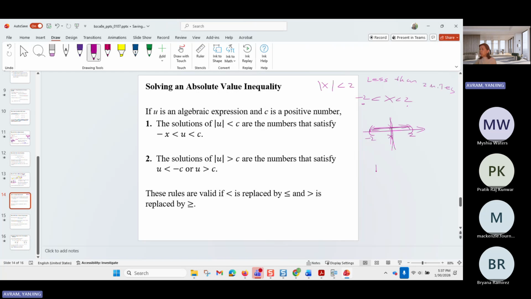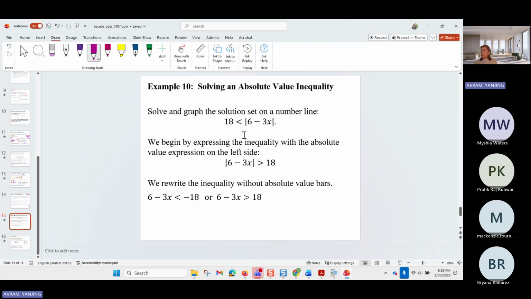But if you have an absolute value of x greater than 2, how do you graph that? You live more than 2 miles away from the campus. So this is 0, this is negative 2, this is 2. More than 2 miles away will be from here to the right or from here to the left. So if you get rid of the absolute value, it's going to be x greater than 2, or x less than negative 2. This is considered a two-inequality solution.